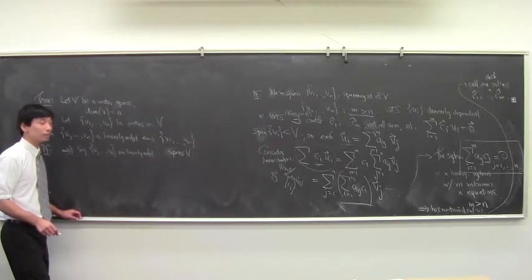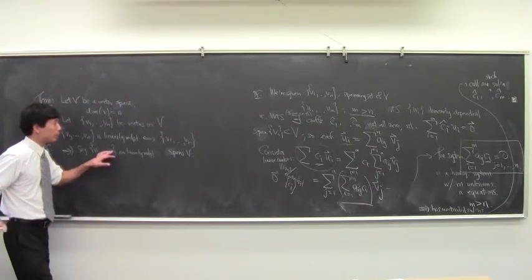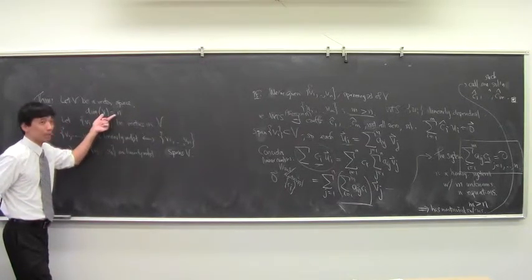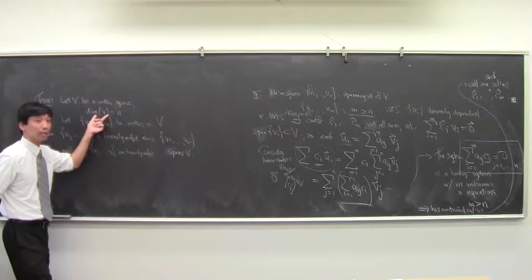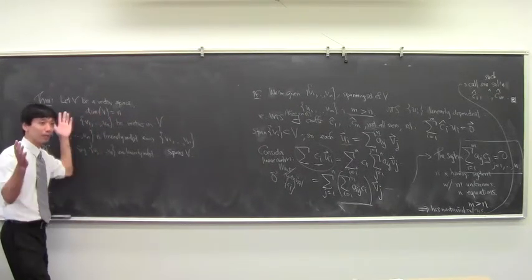Because the dimension of V is n, which means that its cardinality is n, and V1 through Vn, its cardinality is also n. Okay, the dimension of V being n means that the cardinality of any basis would be n. Not that the cardinality of V is n. But if you have a basis, it'll have n elements in it. V itself will have infinitely many elements.